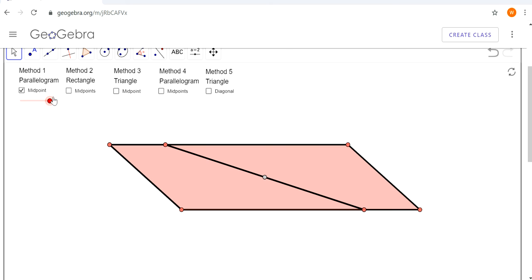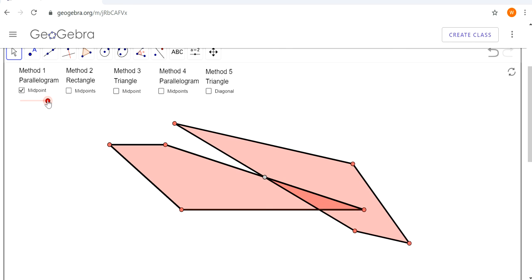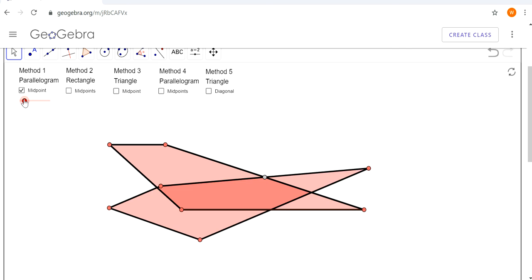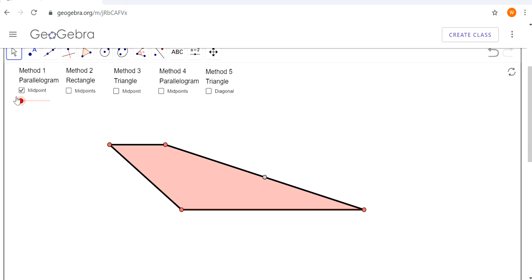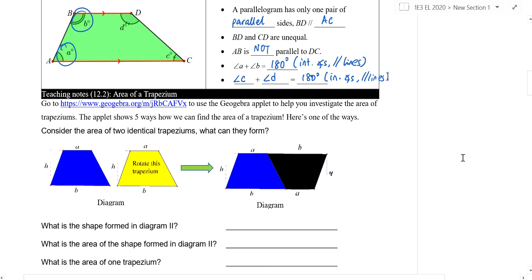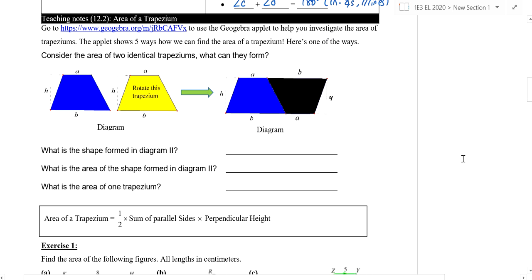Now we have already learned how to find the area of a parallelogram, which is the base times the perpendicular height. So if we know how to find the area of a parallelogram, base times perpendicular height, based on this simulation over here, we will be able to get the area of the trapezium by dividing it by 2. Okay, so that is the derivation of our formula for area of a trapezium.